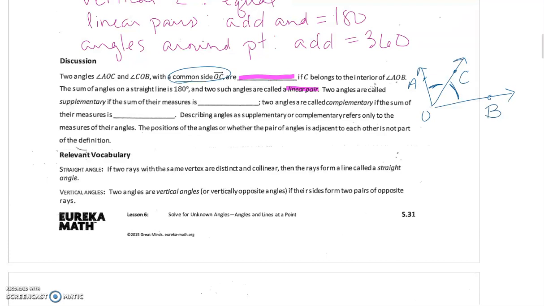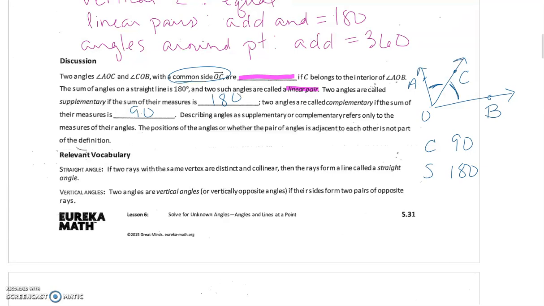Supplementary angles have a sum of 180. Complementary angles sum to 90. Okay, and for some reason, some of us have trouble remembering that. Me, I remember that complementary, supplementary, right? C comes before S in the alphabet. 90 comes before 180 when you count. Okay?